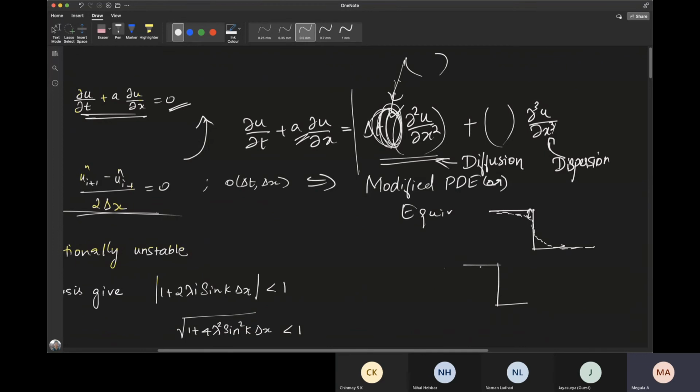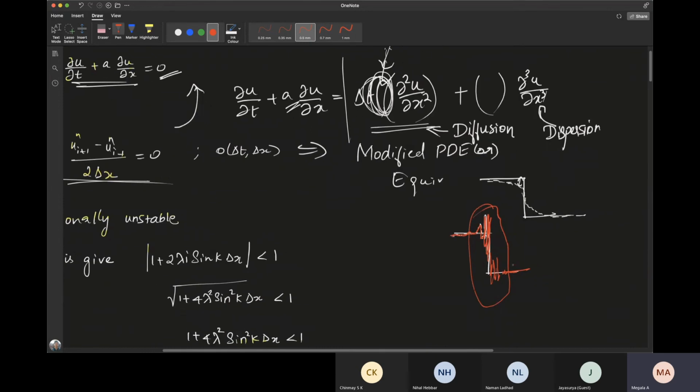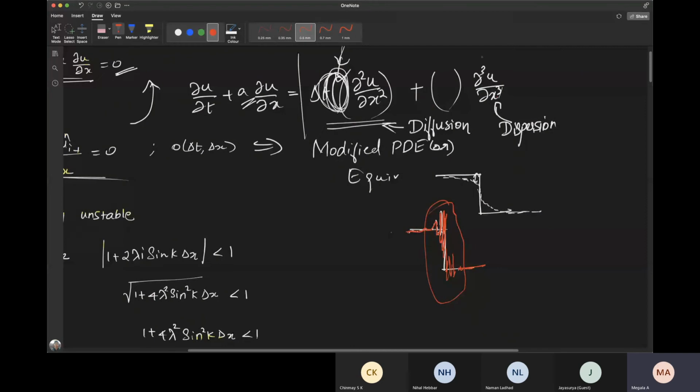If you have some solution like this, this solid line is the actual solution. This red one is the numerical solution. It will lead to oscillations near this shock. These oscillations are governed by this dispersion term. It is the odd order derivative term.